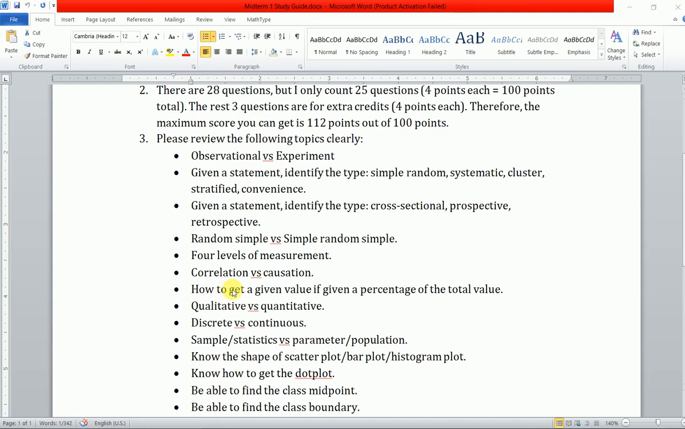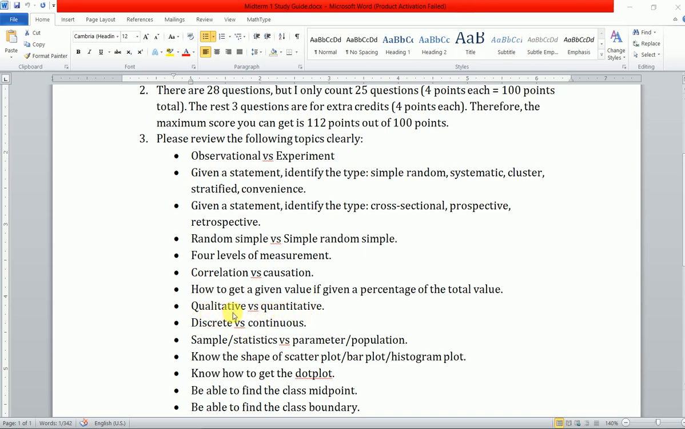So how to get a given value if given a percentage of the total value? So for example, I said that I have $2,000. Now I want to take 50% of that. What would be the value? So you take 0.50 multiplied by 2,000, you get $1,000.